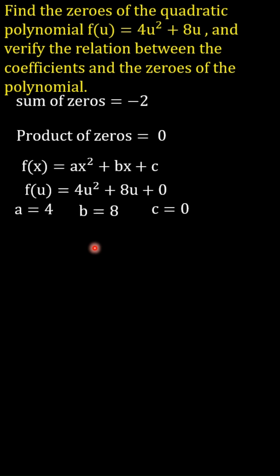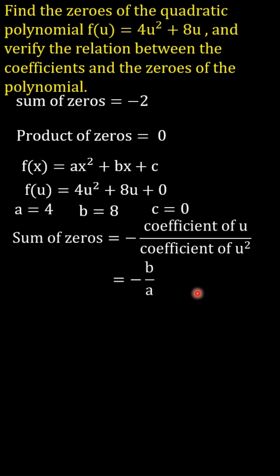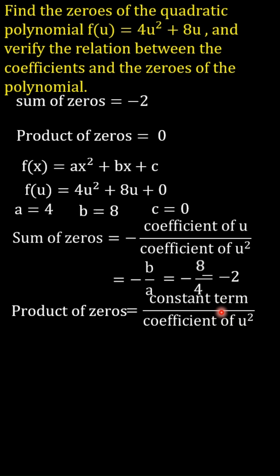Next, to find the sum of zeros, we use the formula -b/a. Substituting the b and a values, we get -8/4. Dividing by 4, we get -2. Next, we find the product of zeros. The formula is c/a. Substituting the values, we get 0 divided by 4, which is equal to 0.